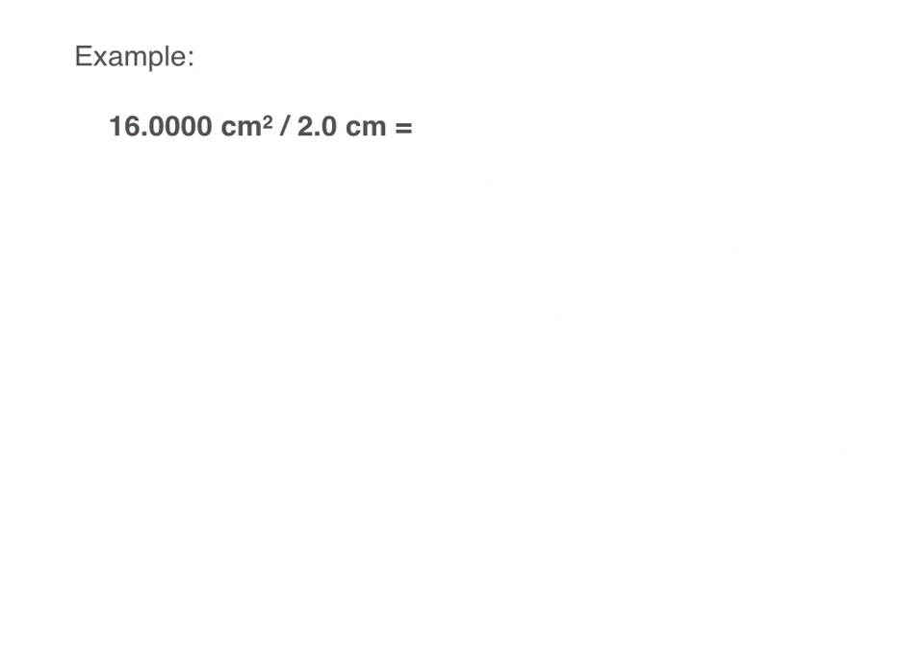Try this. 16.0000 centimeters squared divided by 2.0 centimeters. All right, let's try that one out. So what is 16 divided by 2? Again, remember, these zeros, your calculator doesn't care. When you put them in your calculator, it's just going to say 8. 8 centimeters. Why centimeters? Because it's centimeters squared divided by centimeters, so one of the centimeters goes away.